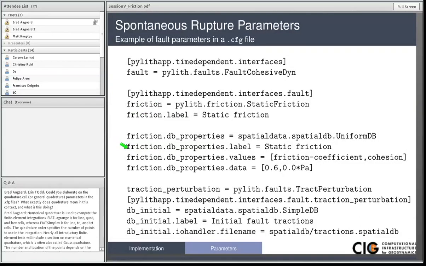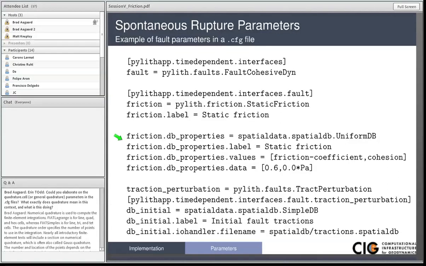Combining those into a .cfg file, here's what the parameters look like. We have our fault, so we need to change the fault component from the default value of a cohesive kinematic object to a cohesive dynamic object. We impose our friction. I believe static friction is the default. Here I've set it equal to the static friction, so you pick whatever friction fault constitutive component, set that equal to the friction. You need to specify what the parameters are for that friction model.